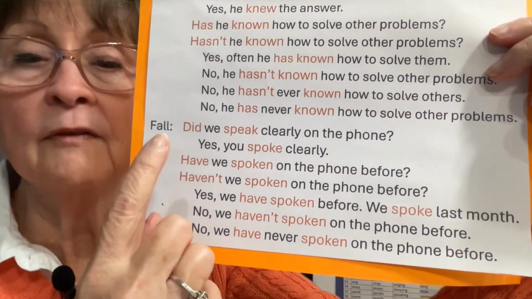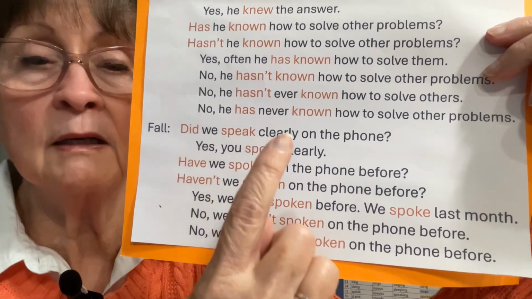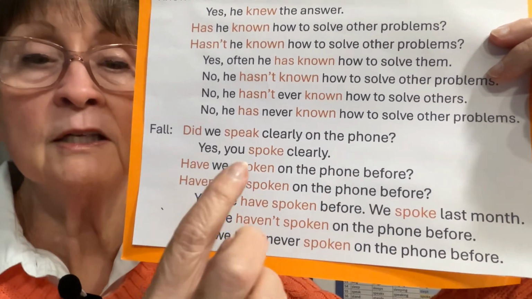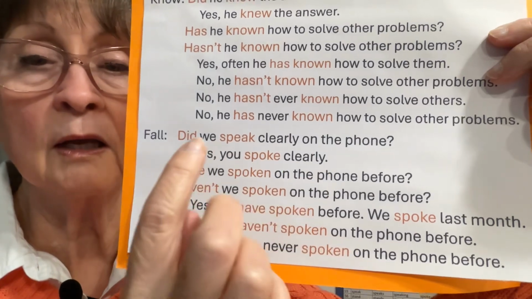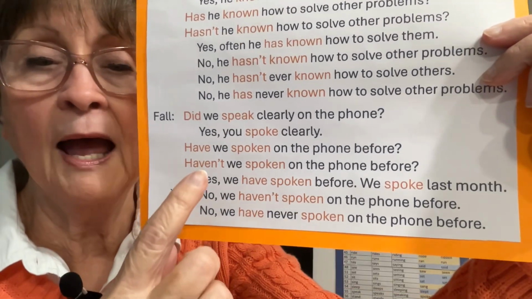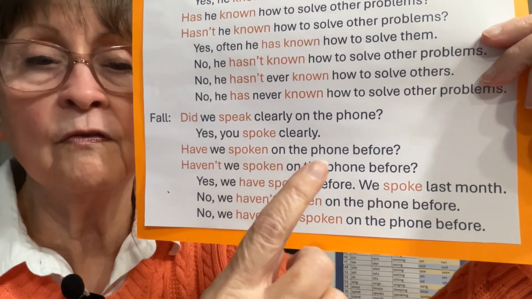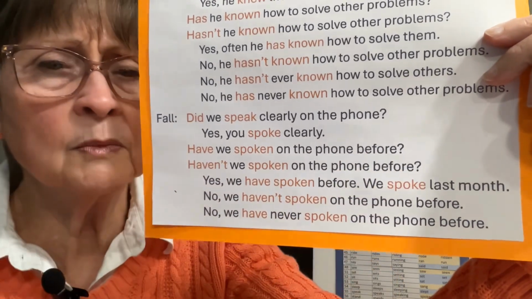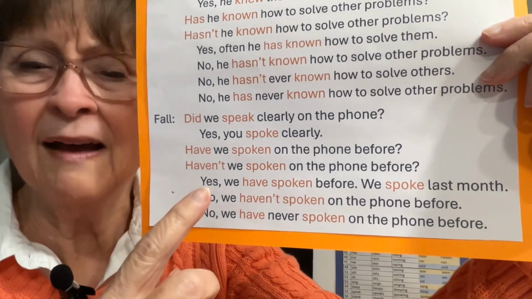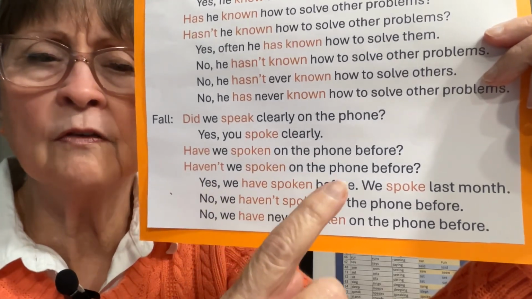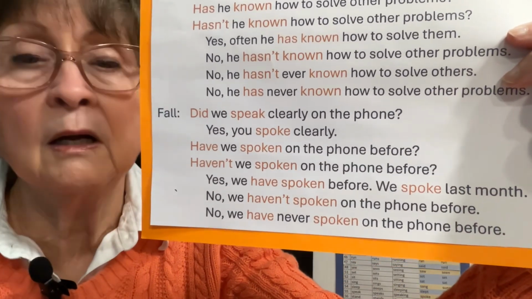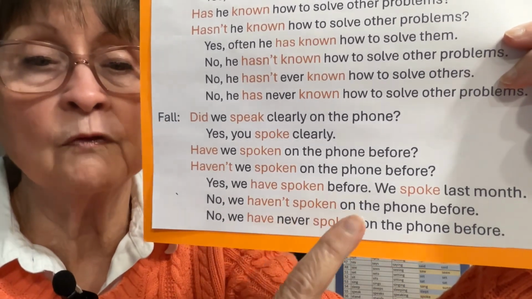Okay. Speak. Did we speak clearly on the phone? You could understand me. Yes, you spoke clearly. Fourth form. Okay. Have we spoken on the phone before? Sometime in the past. I'm not mentioning when. Or haven't we spoken on the phone before? Somewhere back there? Yes, we have spoken before.